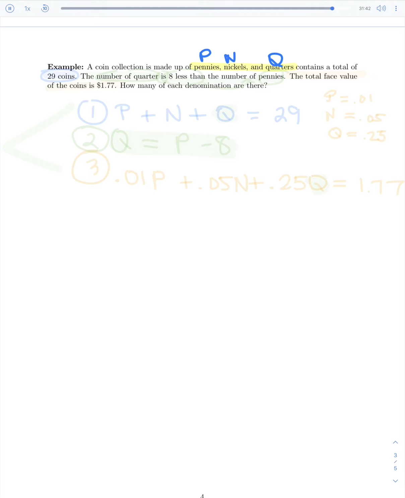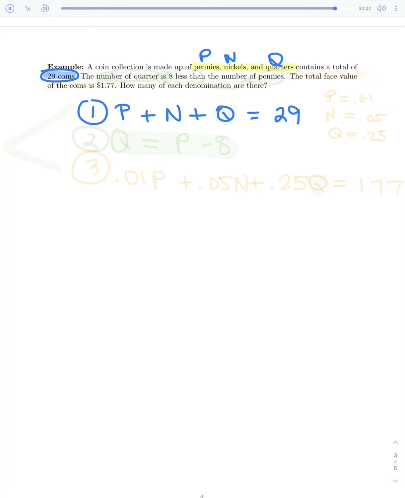But we know that if we add up our pennies, nickels, and quarters, they should add up to 29. So that should make up our first equation, the fact that all my pennies, nickels, and quarters should add up to a total of 29 coins. That's one of my equations.